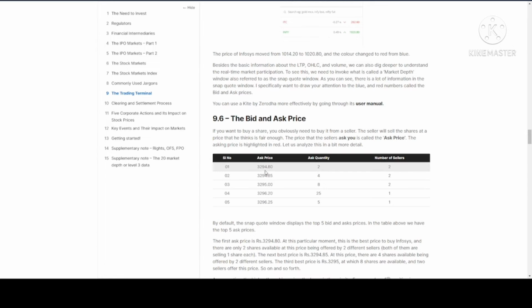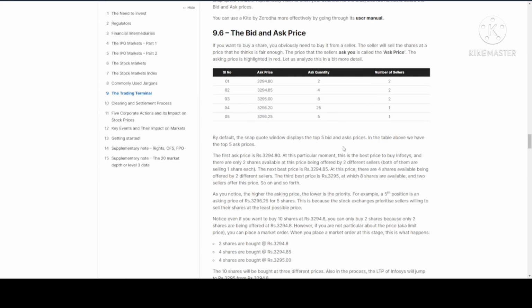Ask price 3294.80, quantity, number of sellers. By default, the snapshot window displays the top 5 bid and ask prices. In the table above, we have the top 5 ask prices.